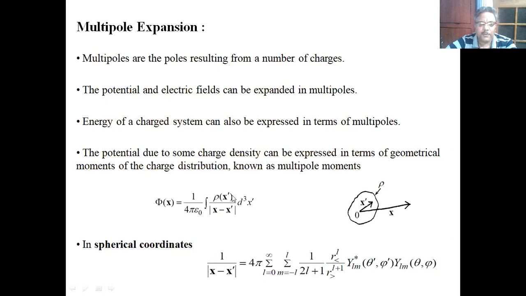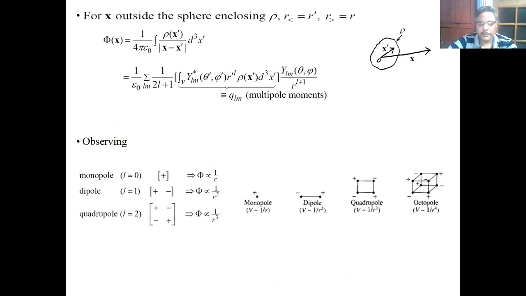The expression for the electrostatic potential we already know. We can expand this 1 upon x minus x dash term in terms of Legendre polynomials. This expression has been derived in the book of Griffiths in chapter 3. Substituting this expansion into the formula for the static potential, we get this modified expression for the static potential.